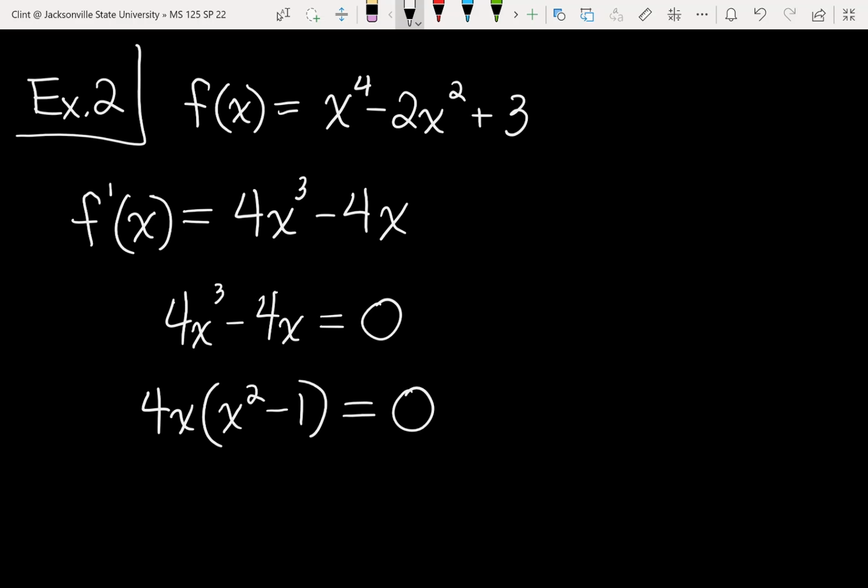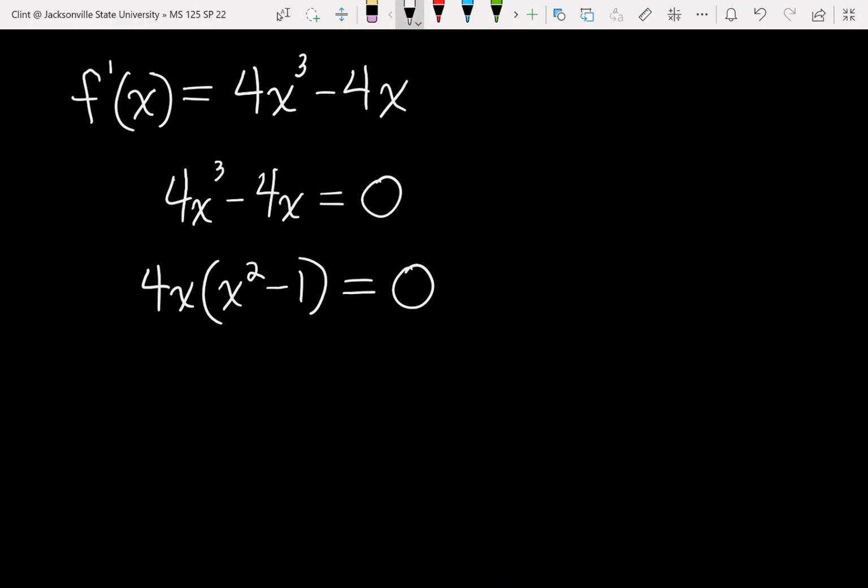Be careful, because we'll lose a factor if we do that. Because if we do 0 divided by 4x, then we'll get 0. And then x squared minus 1. Okay, that's good. 4x equals 0. X squared minus 1 equals 0.